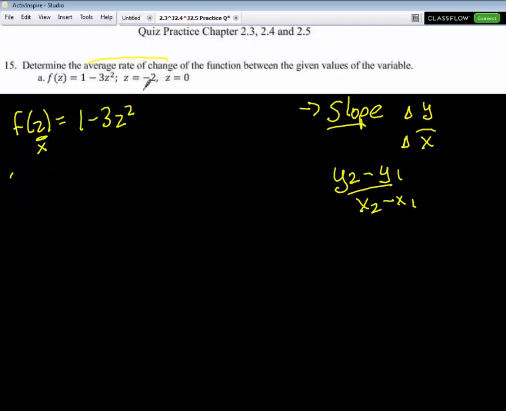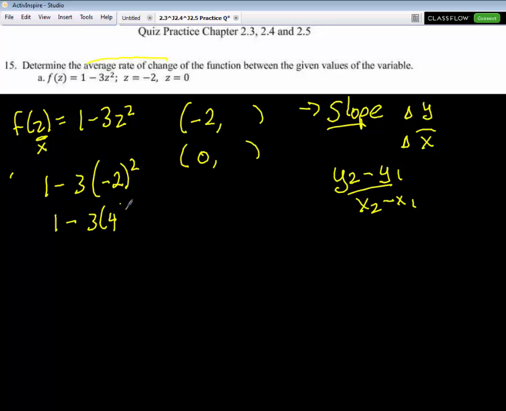So we're plugging in z equals negative 2, so that'd be our first x point. So our first x point says, well, what happens when z is negative 2? What is our y value? The next one would say, well, what is it when z is equal to 0? What is our y value? Well, when z is equal to negative 2, I'm doing 1 minus 3 times negative 2 squared. And so that could be 1 minus 3 times 4, or 1 minus 12, which would be negative 11. So that would be negative 11 here. When z is equal to 0, I'm doing 1 minus 3 times 0 squared, which would just be 1, right?